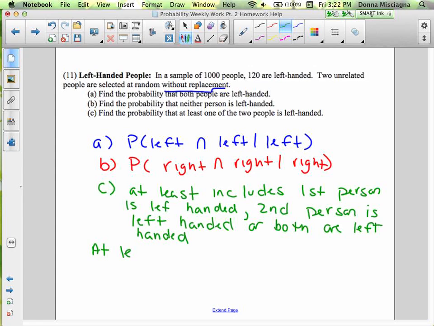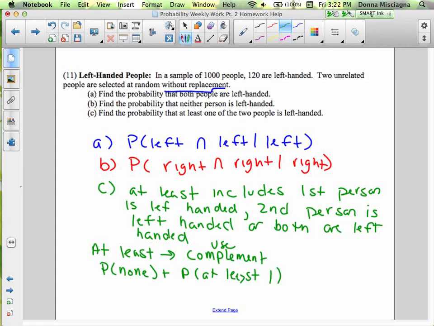Whenever you have at least, it would be easier to use the complement, right? So at least, the complement of at least one is none, right? Because the probability of none plus the probability of at least one covers all your options, because at least one includes the first person, the second person, both of them. The only thing it doesn't include is none of them. So together, those two probabilities equal 1.